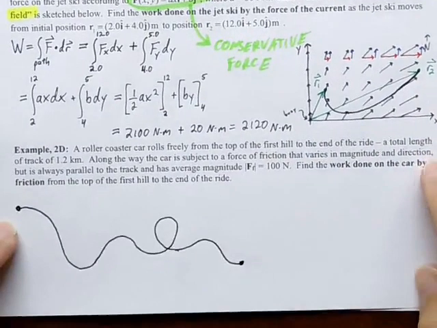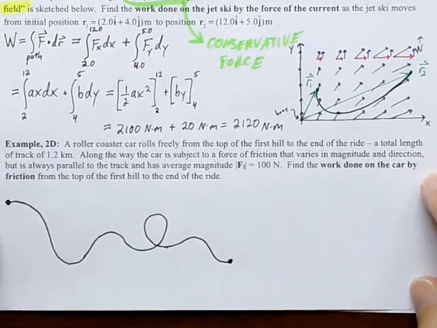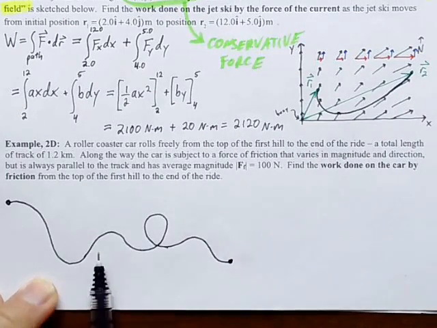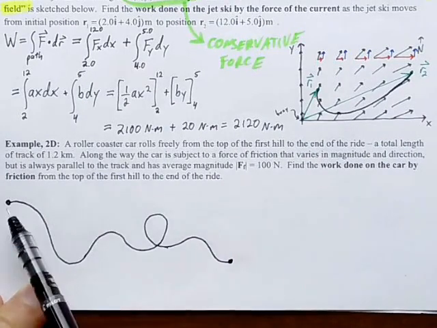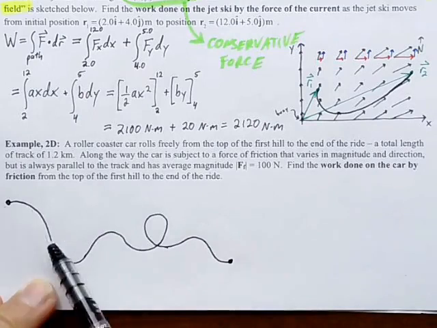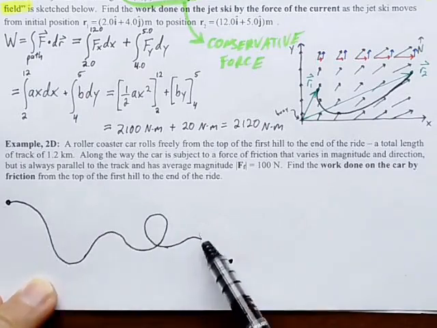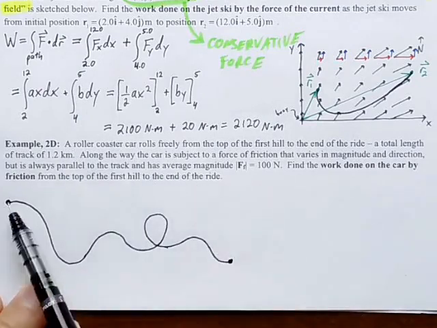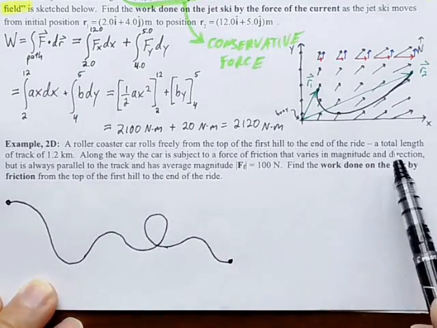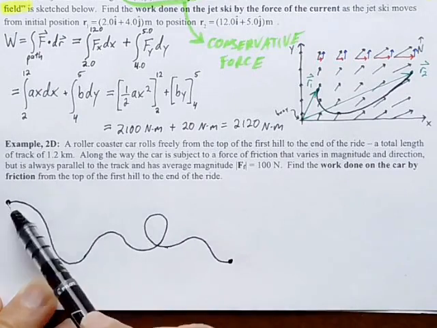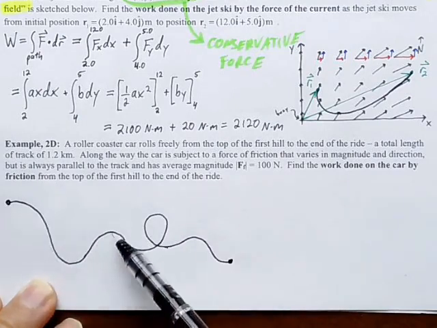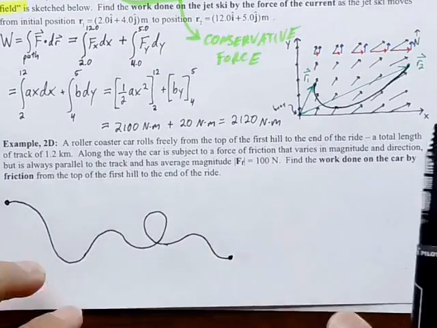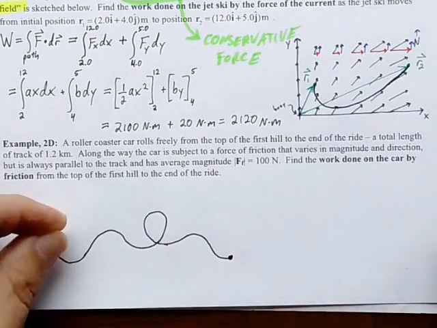Now, second example. A roller coaster. So we're looking at a roller coaster track from the side. So this is the vertical direction, and here's our track. Here's the first hill, and we're going to go down that hill, up this hill, through that loop-the-loop, then over this last hill, and here will be the end. So a roller coaster car rolls freely from the top of the first hill to the end of the ride. A total length of track of 1.2 kilometers. So the total curved length of the track here is that value. So if you straighten this whole track out, the whole length of it would be 1.2 kilometers.